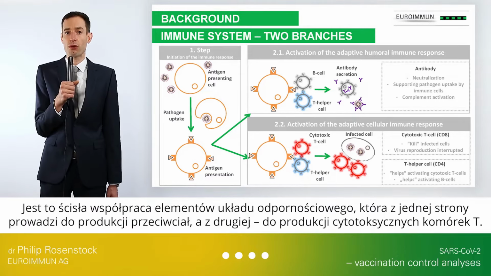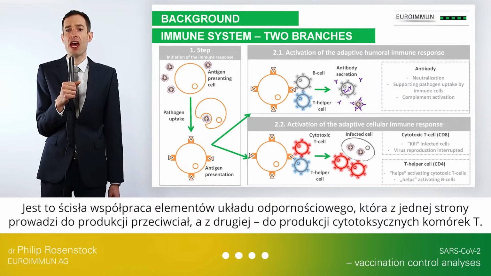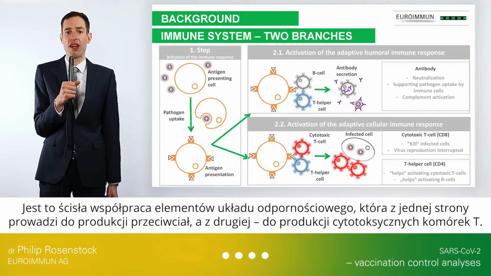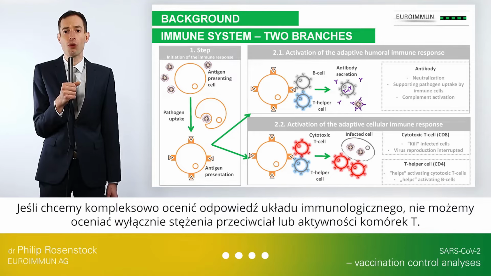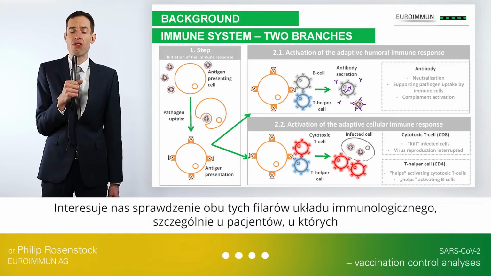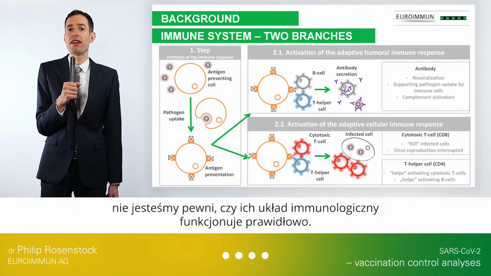So it is a close interaction of cellular immune system components that lead to the secretion of antibodies on the one hand and of cytotoxic T cells on the other. And if we now want to detect the immune system in a holistic approach, of course it's not sufficient to detect antibodies alone or to detect T cells alone. It's rather interesting to check both branches of the immune system, at least in patients with unclear immune reaction.